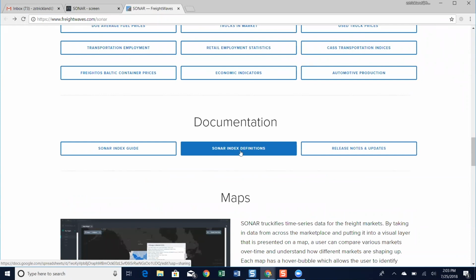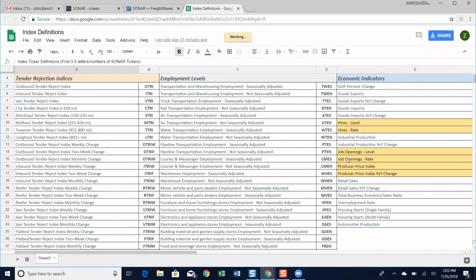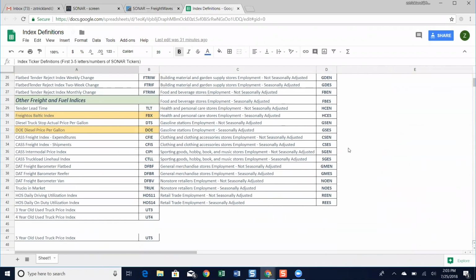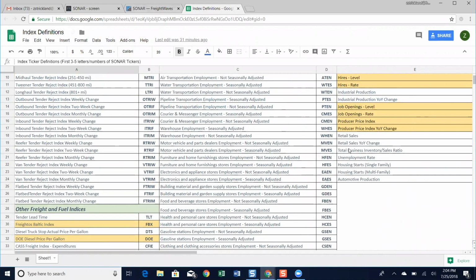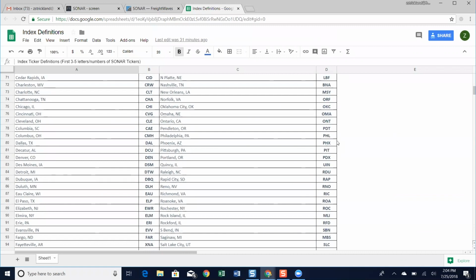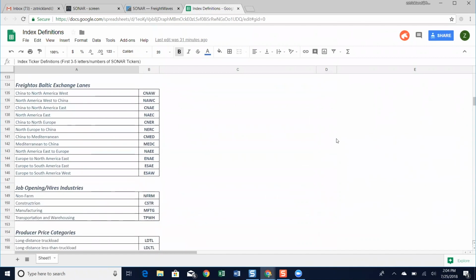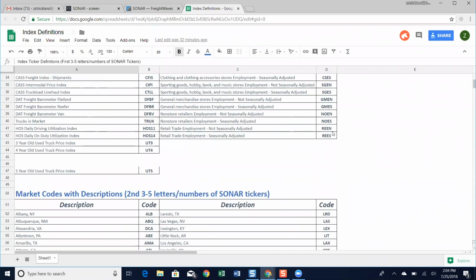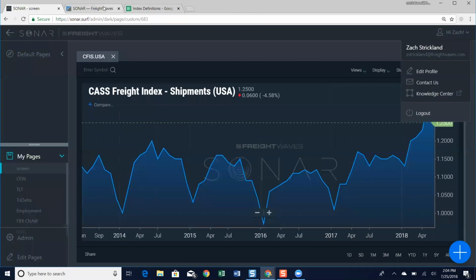Our SONAR index definitions is a very important one. Just in July alone we've added roughly 60 new indices, and they're all listed here along with the acronym, so it will help you find them on the SONAR platform. I believe there are also the airport codes for the X market, and the geographical locations are listed here. Again, this can all be found via freightwaves.com/sonar if you do not have a SONAR login to our dashboard here at the platform.